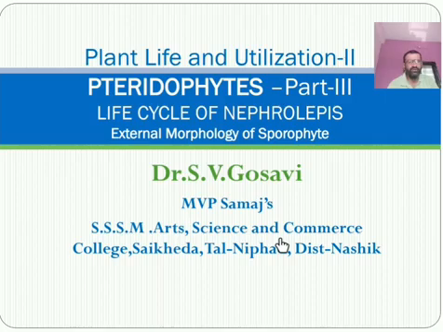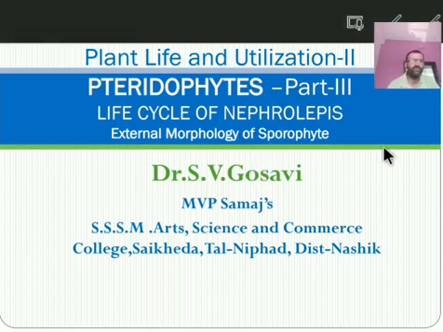Today is our third part of the chapter Pteridophyte. In this part, we will learn about the external morphology of the sporophyte. It is actually a broad point of the life cycle of Nephrolepis, in which we learn about the habitat, distribution, and external morphology of the sporophyte only. Let us see one by one.